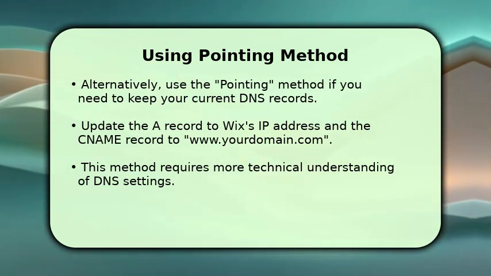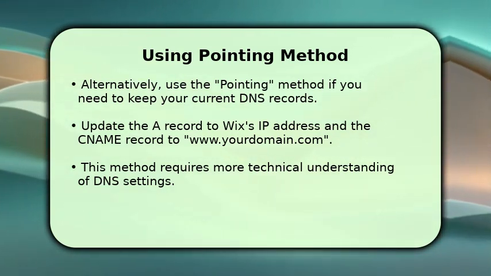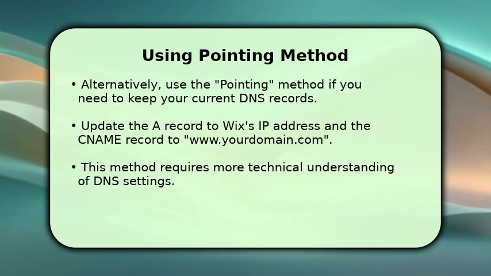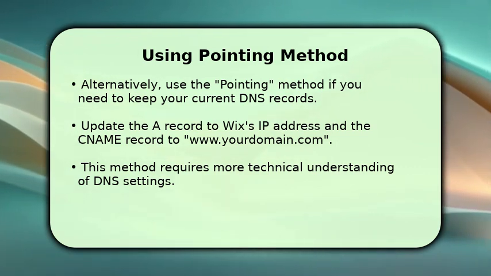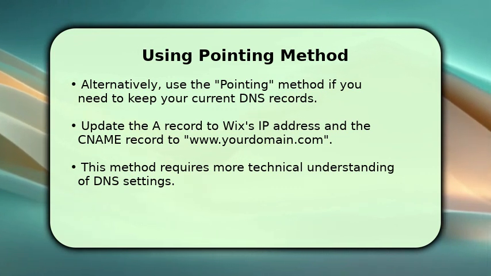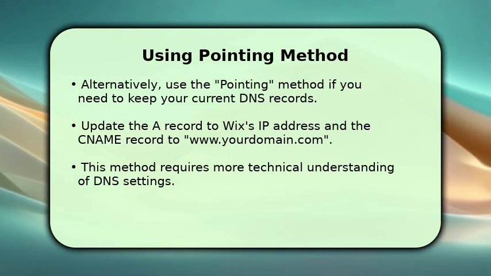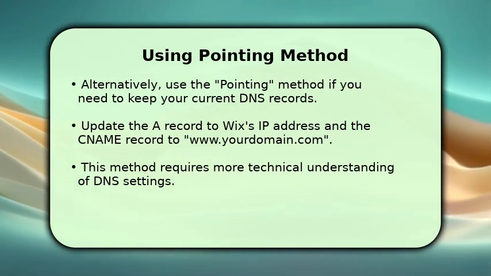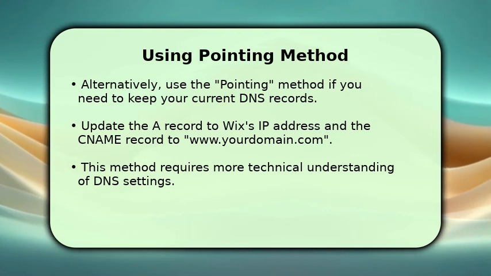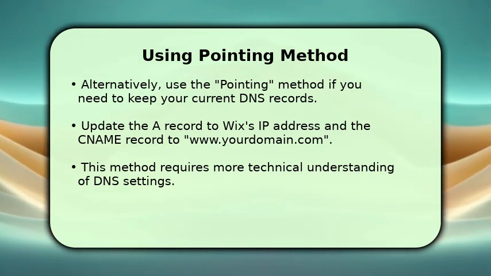Another option is the pointing method, which is useful if you need to maintain other DNS records with your current provider. With this approach, you will update your domain's A record to Wix's specific IP address. Additionally, you will set the CNAME record for www to point to www.yourdomain.com. This method offers more control but requires a slightly deeper understanding of DNS configurations.